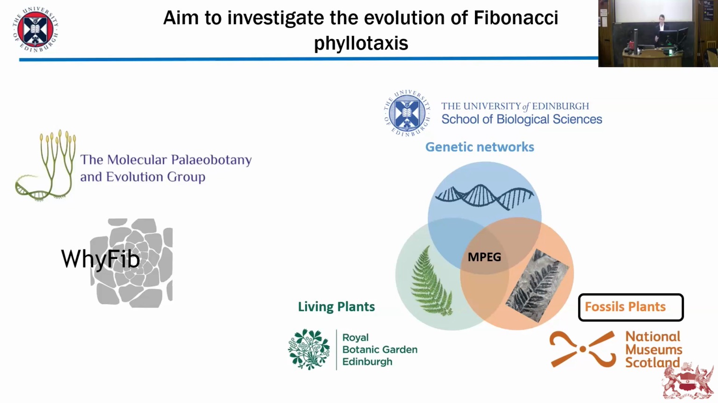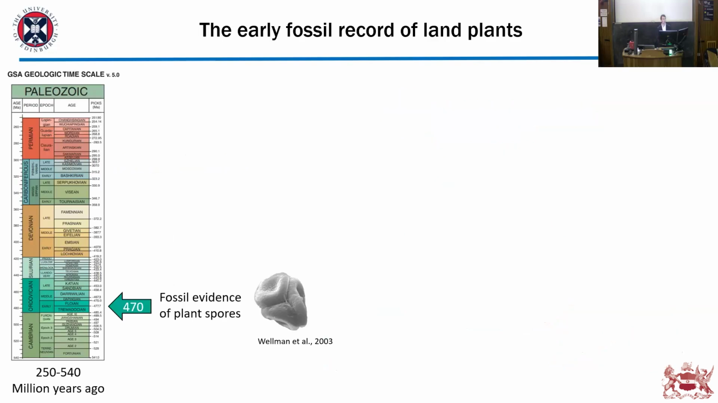And what I'm going to do now is give you an example of what we've learned from taking a look at the fossil record of plants. So we're going to leave present-day Edinburgh behind. We're going to take a trip back to the Paleozoic. So the Paleozoic is the block of time between 250 to 540 million years ago.